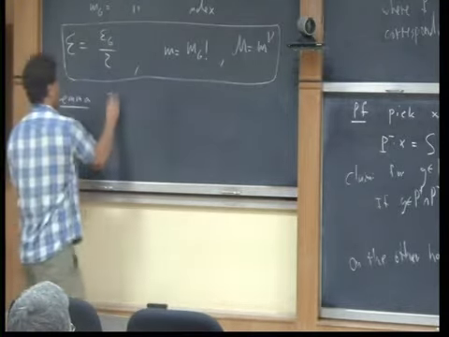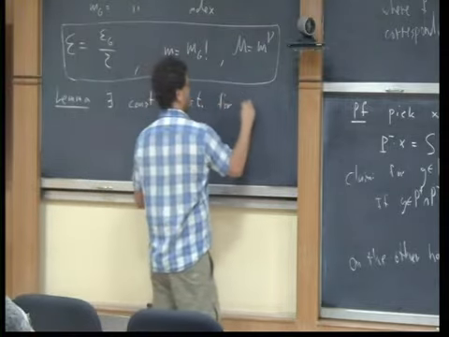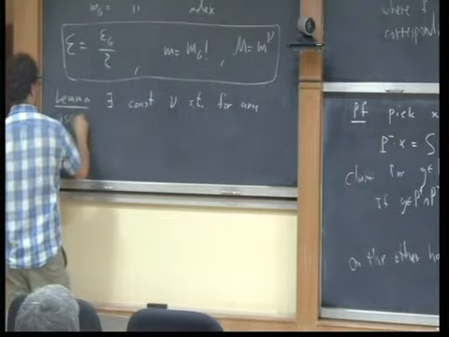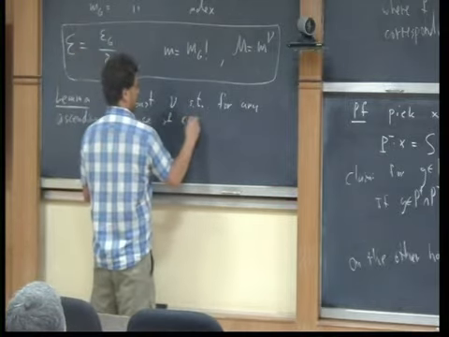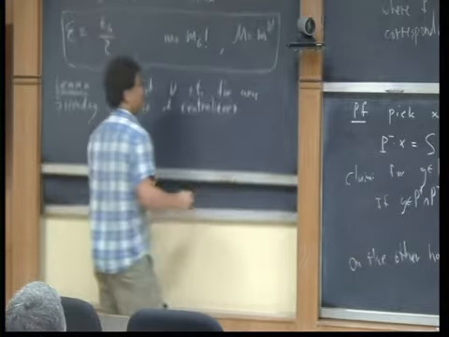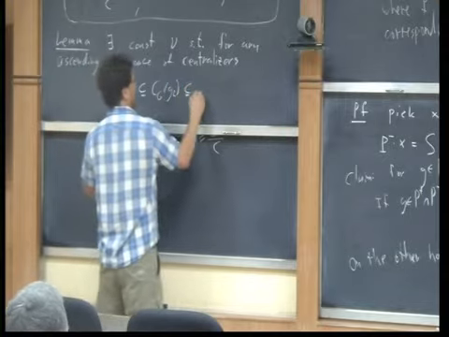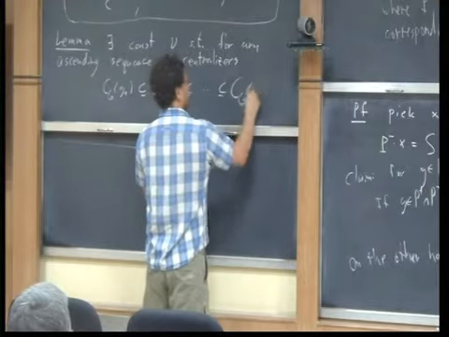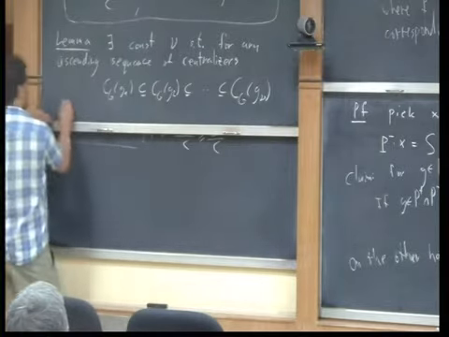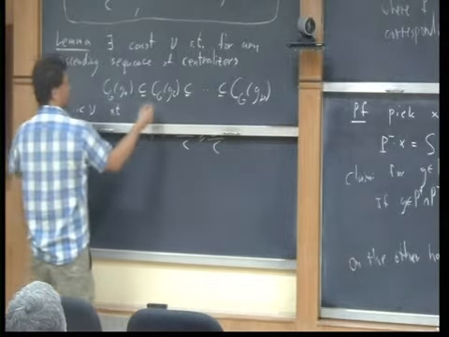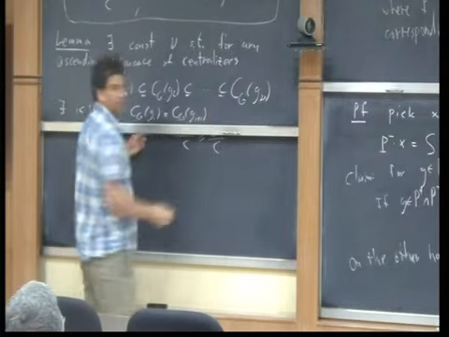There exists a constant nu such that for any ascending sequence of centralizers, the centralizer of one element contained in the centralizer of another element, contained in the centralizer of a third, an ascending sequence, then it cannot go on forever. There is an i less than nu such that at the i place there is equality: the centralizer of g_i is the same as the centralizer of g_{i+1}. This lemma is pretty obvious.